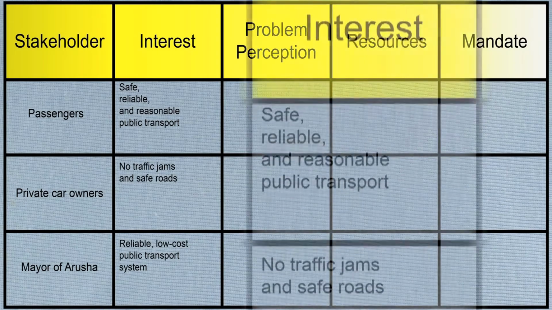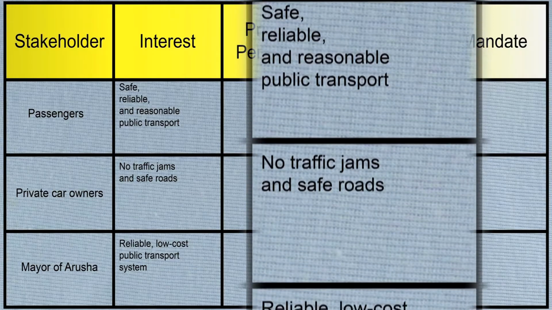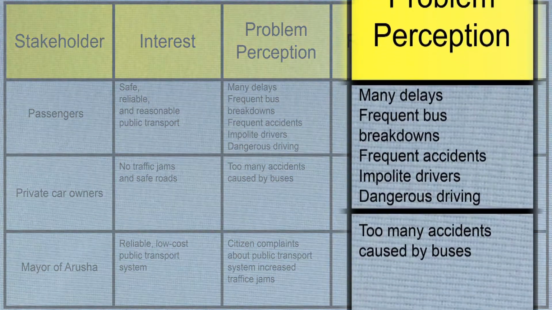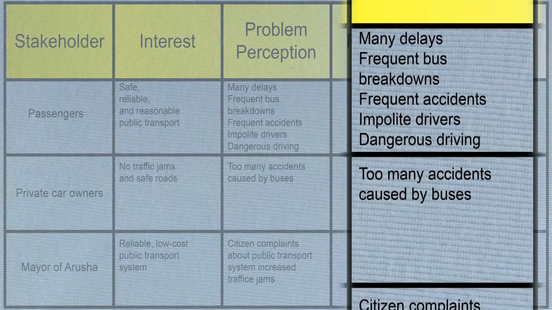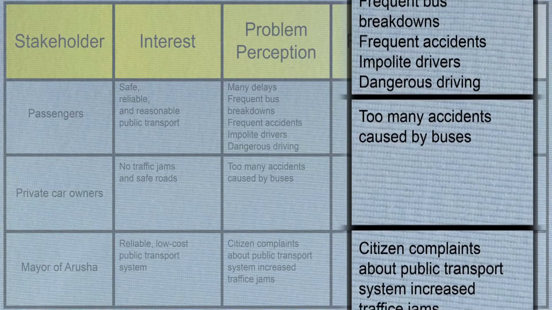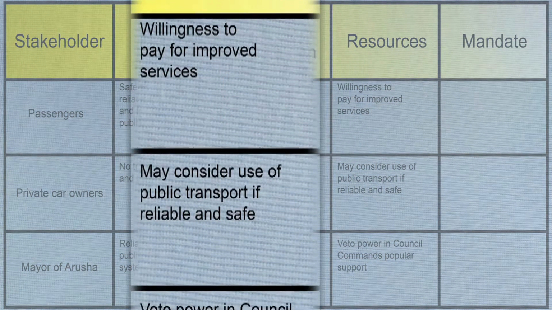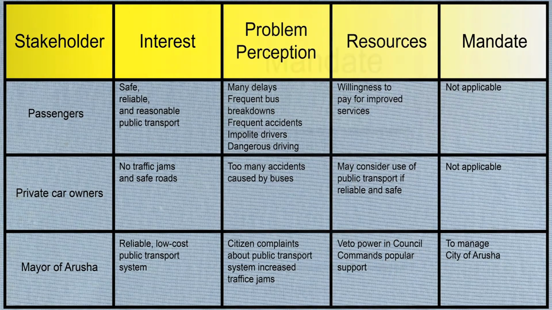Step 4. Identify the interests of each group. Step 5. Clarify each group's perception. Step 6. Enumerate each group's resources. Step 7. List the mandates.